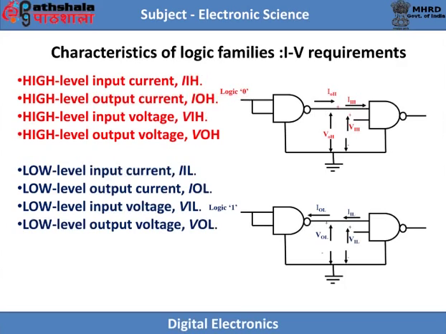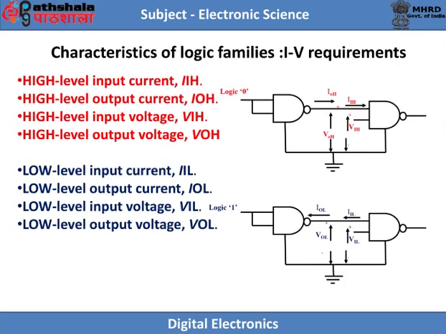High level output current, IOH. This is the maximum current flowing out of the output when the input conditions are such that the output is in the logic high state. It is normally shown as a negative number. It tells about the current sourcing capability of the output. The magnitude of IOH determines the number of inputs the logic function can drive when its output is in the logic high state.